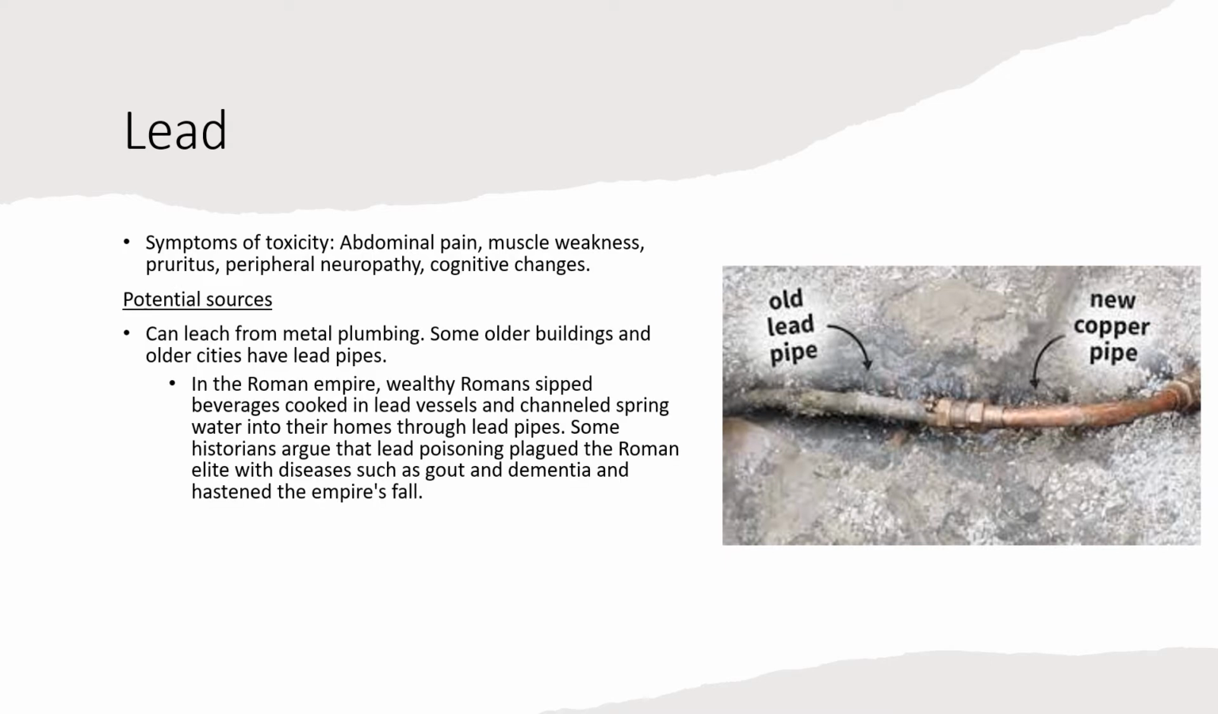One, lead can leach from metal plumbing. So some older buildings, older cities have lead pipes. I'm sure you all are familiar with the story of Flint, Michigan, that several years ago a lot of their kids had elevated lead levels because the city had some old lead pipes that needed to be replaced. And high lead levels made it very difficult for the kids to learn, pay attention in school, focus, etc.